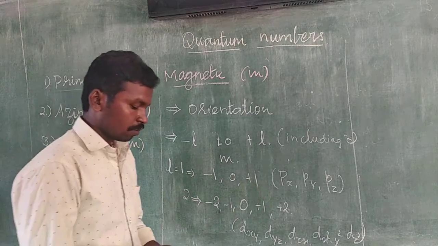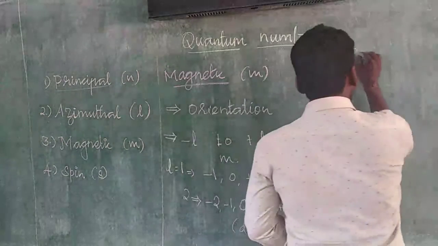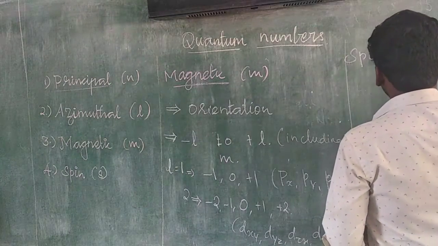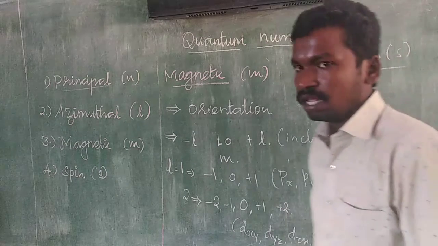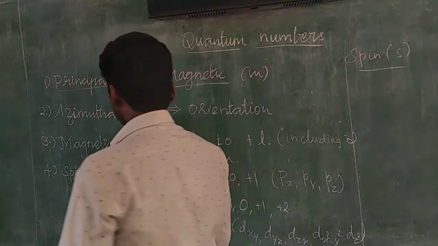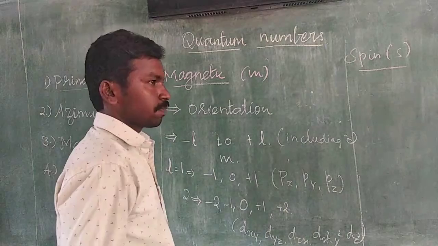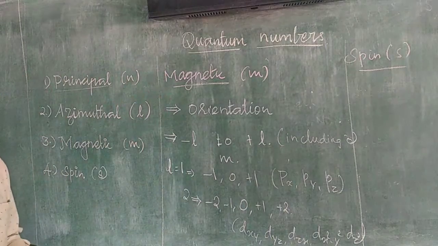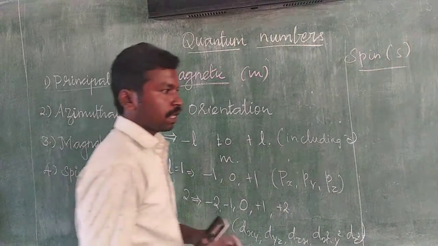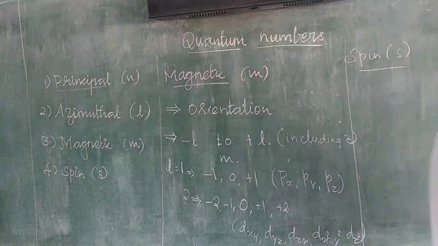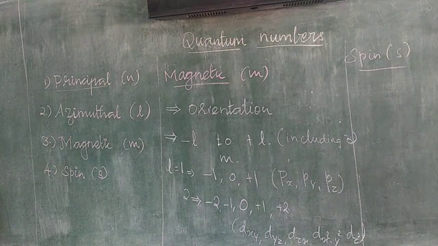With this magnetic quantum number over, finally we have the spin quantum number. It is very easy. It is denoted by the symbol s. Spin quantum number. We know that every electron is spinning around the nucleus. Also, it is spinning on its own axis.